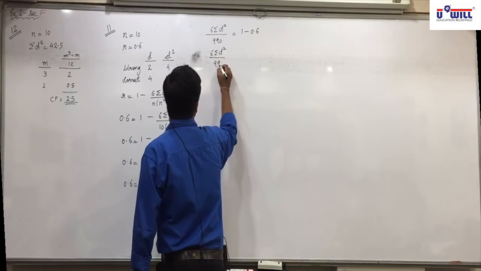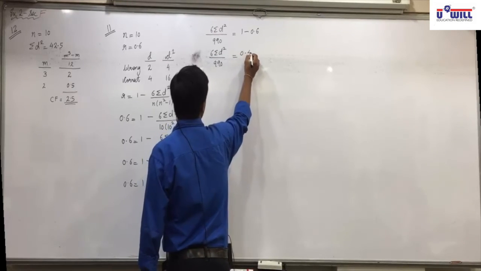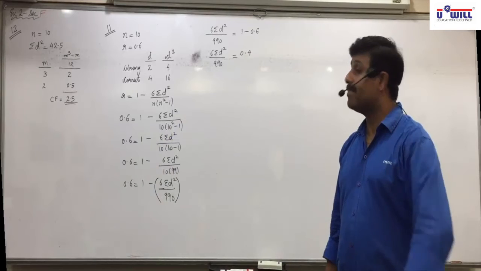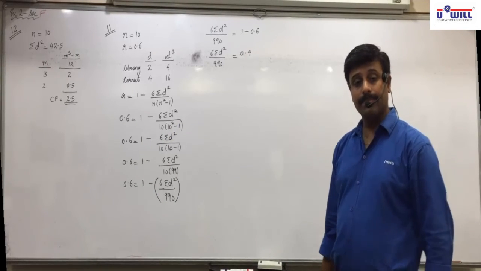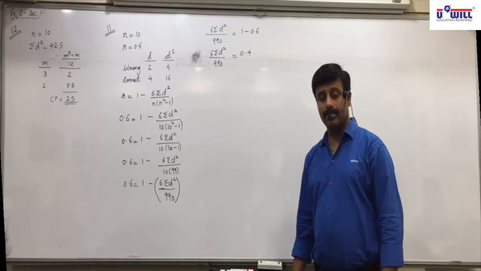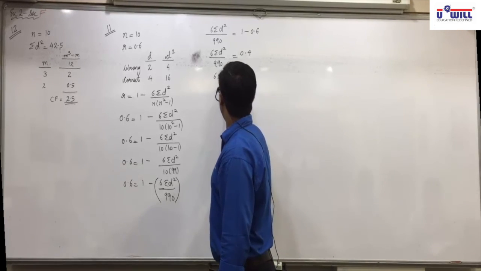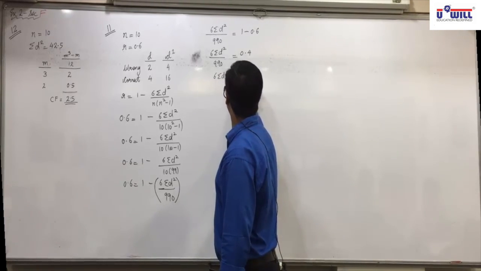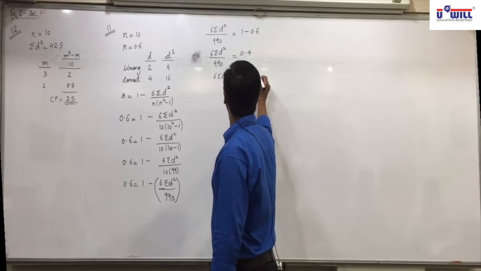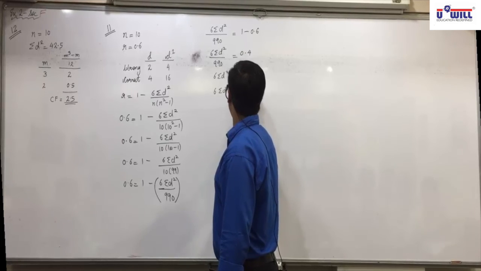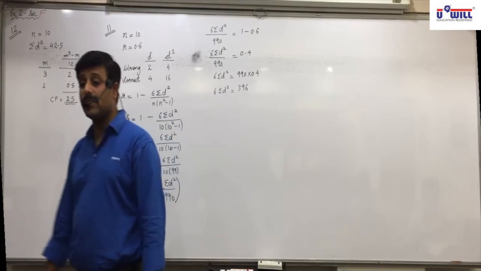Now, what is 1 minus 0.6? 0.4. Got it, everyone? This is your next step. Sigma D square equals 990 into 0.4. Yes, 990 will get multiplied. What is that coming to? 396. Any confusions with this? Raise your hand.